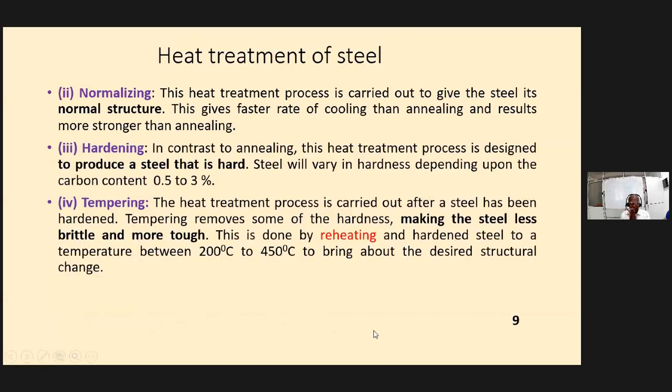normalizing, heat treatment of steel. The heat treatment process is carried out to give the steel its normal structure. It gives a faster rate of cooling than annealing. So after heating, the metal can be put on sand.